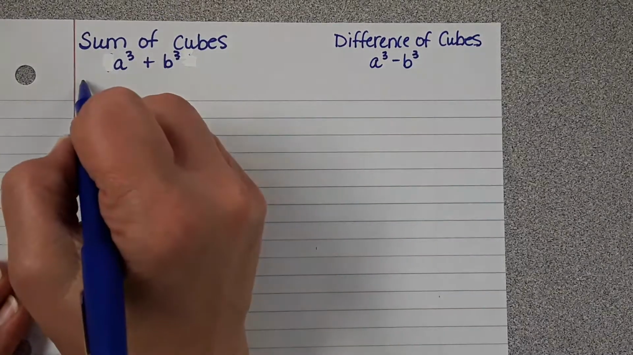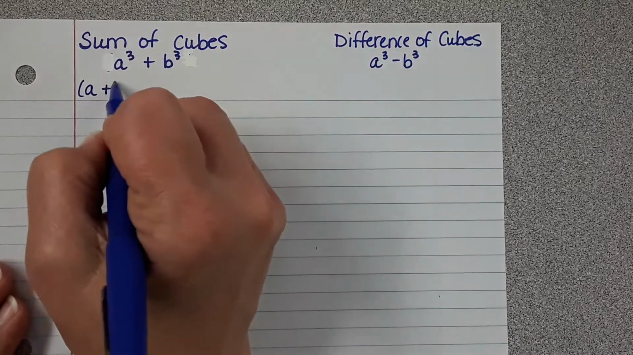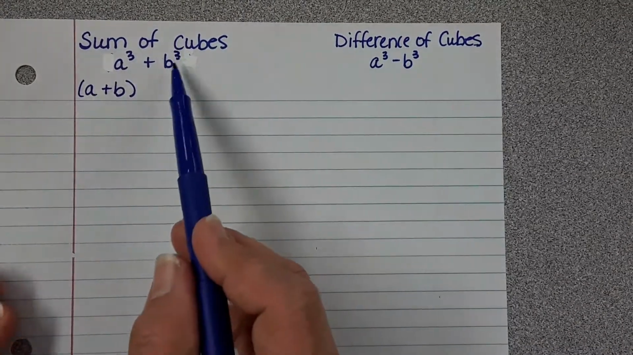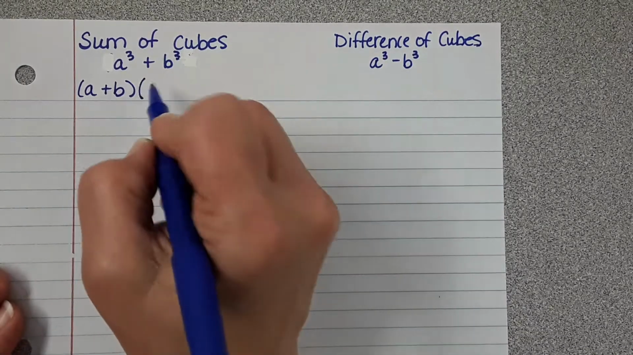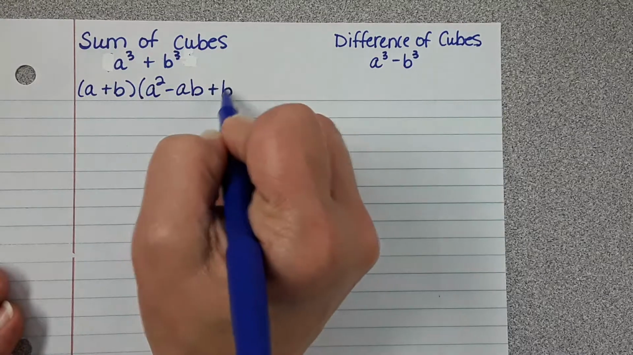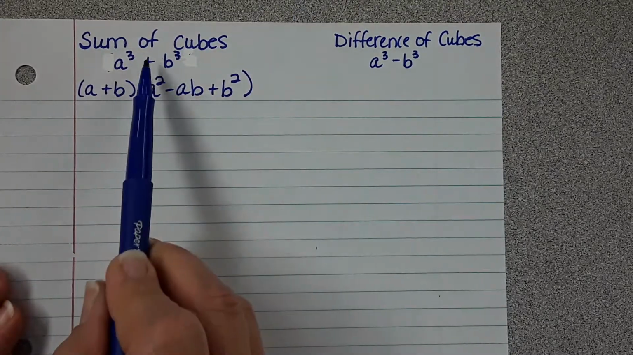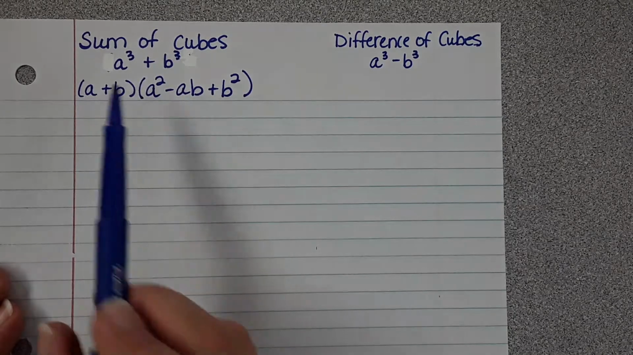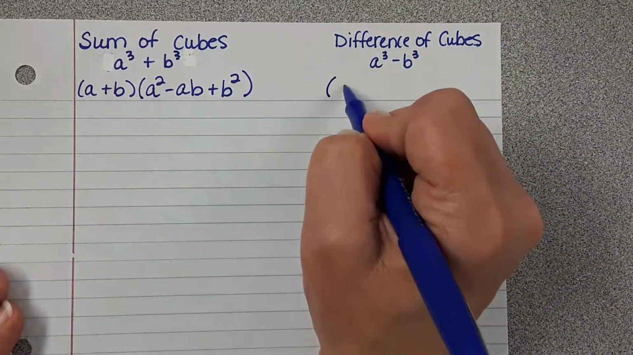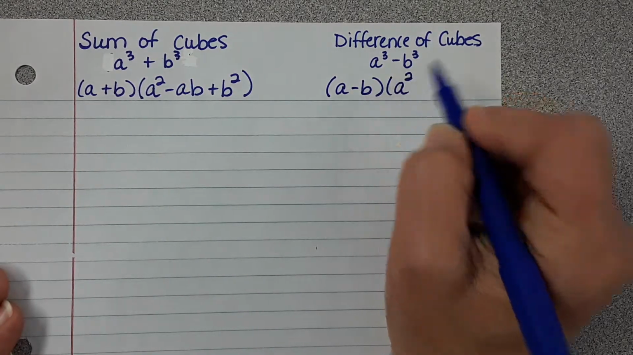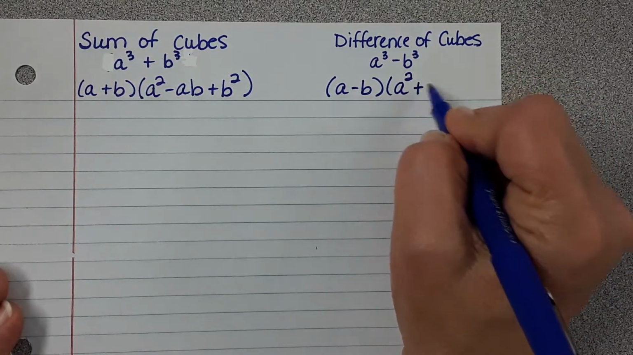The sum of cubes is a plus b. So you take the cube root of a and you take the cube root of b and then you square it and it looks like this. Notice that if your original problem is addition, the first one is addition. And then this is the sum of cubes, the difference of cubes.